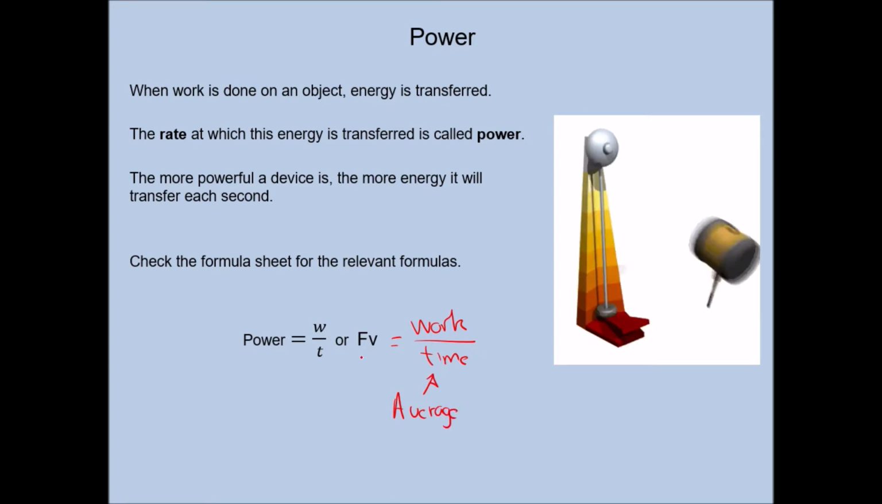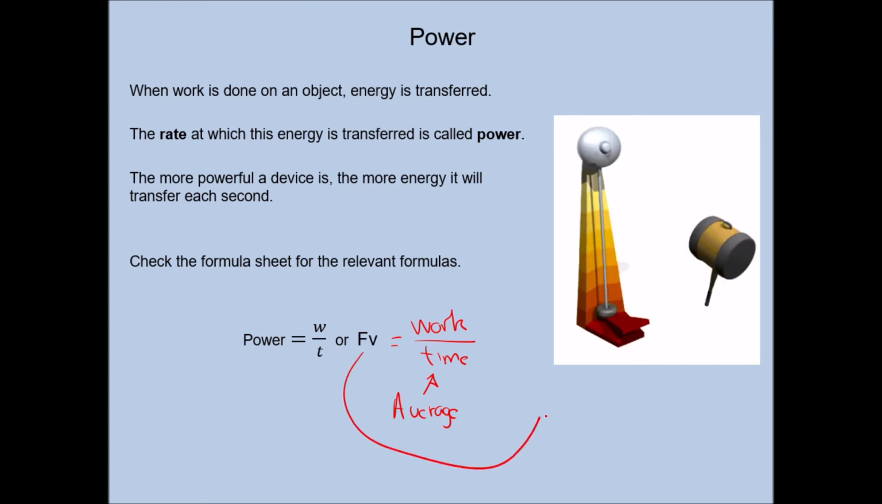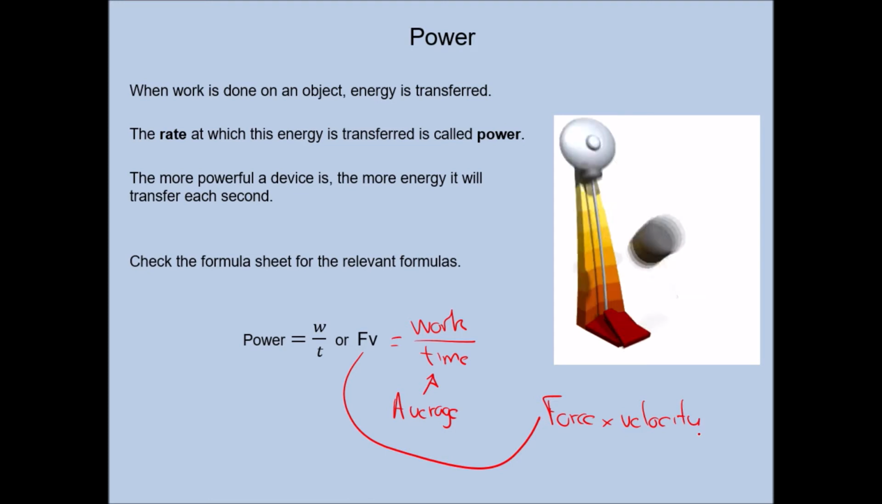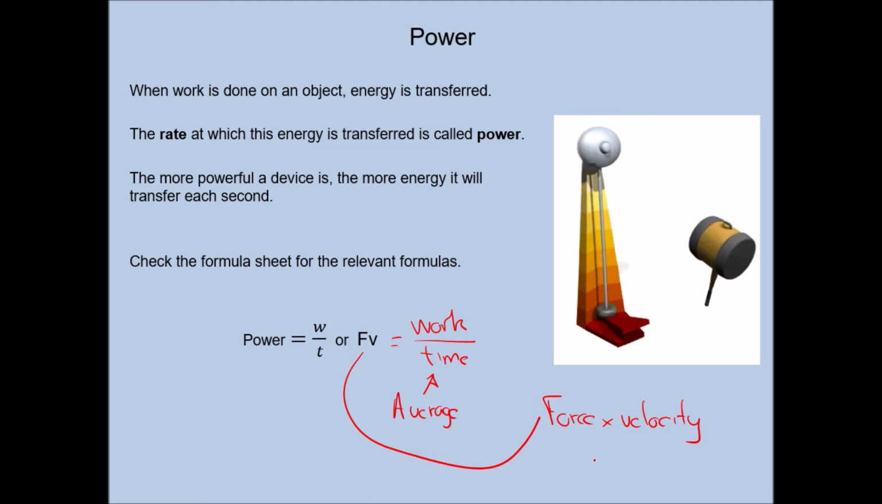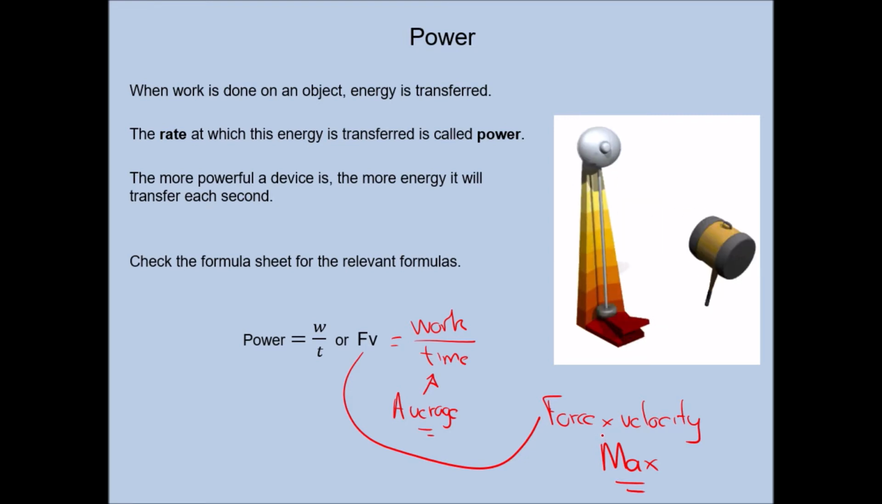But you'll notice on this side we've also got a different formula. So we've got force times velocity. Now that would be max velocity. When we talk about max velocity there, we're actually talking about max power. So average power is work divided by time. Max power is force times velocity.